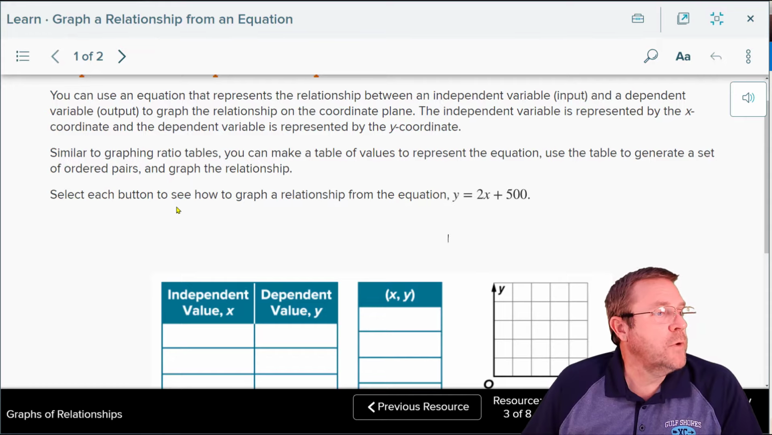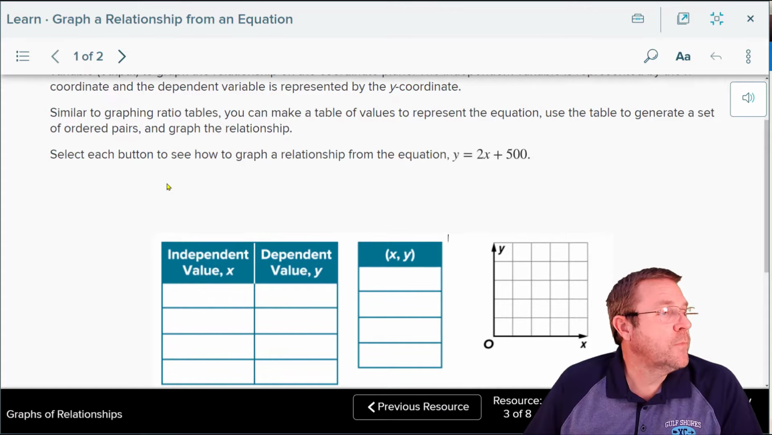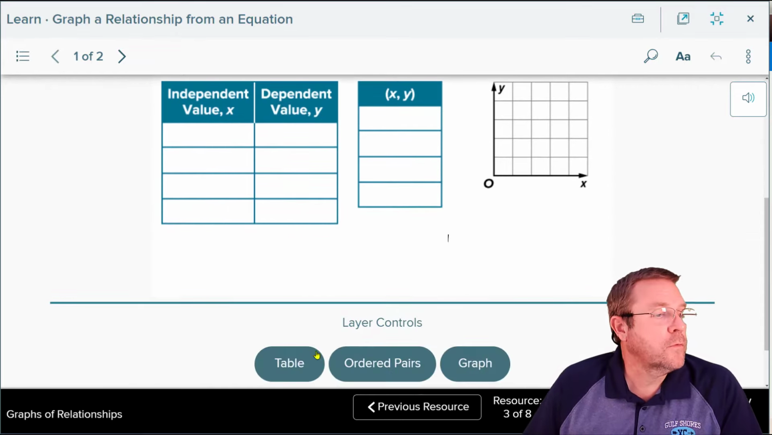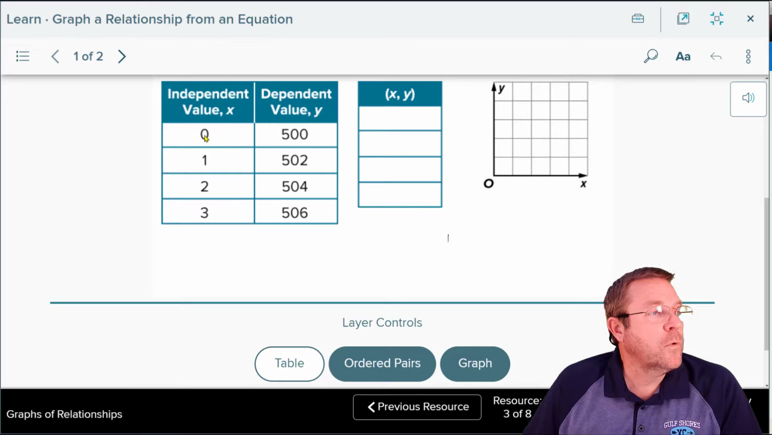Similar to graphing ratio tables, you can make a table of values to represent an equation, using the table to generate a set of ordered pairs, and then graphing the relationship. So we're going to select some buttons here to see how they would end up graphing y is equal to 2x plus 500. First thing on the table, where x was 0, y was 500.